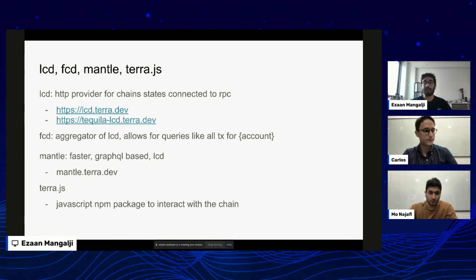And finally, we have a Terra.js package, which is just an NPM package that allows you to do everything on the blockchain, from querying to executing. It's honestly surprising how much cool stuff you can build without even needing to create a smart contract. All you need to have is access to Terra.js, and you can build some awesome front ends that interact with the chain.